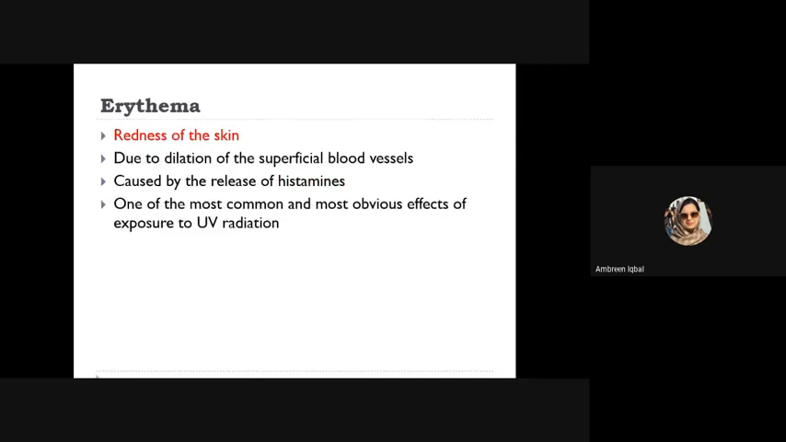The next response to ultraviolet is erythema. Erythema is the redness of the skin. This is due to the dilation of the superficial blood vessels caused by the release of histamine. One of the most obvious effects of exposure to ultraviolet is erythema. Whenever you are exposed to sunlight in summers or even in winters, you will notice after some time that the skin becomes red or slightly pink. This is basically due to the release of histamine and the dilation of superficial blood vessels.